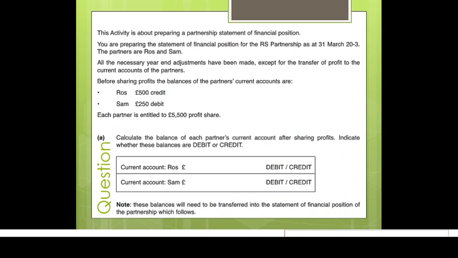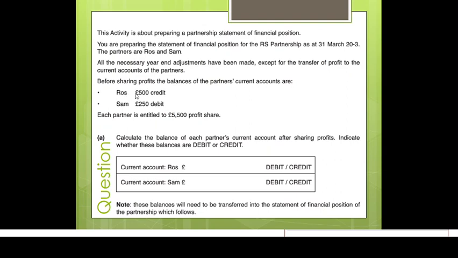Okay, so we have another question on current accounts, and what I've probably done is put some workings together for that. Very wordy, lots of words there. Have a read of the information, and I think this particular question is really getting your understanding on debits and credits. So really the crux of the question is that you have two partners, Ross and Sam. They have their respective balances. One has a credit balance, one has a debit balance.